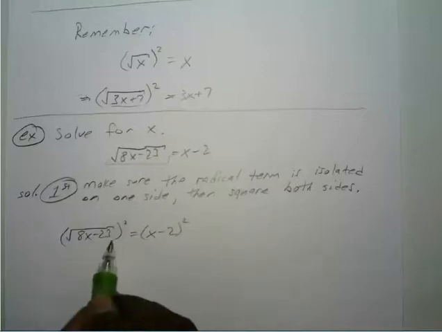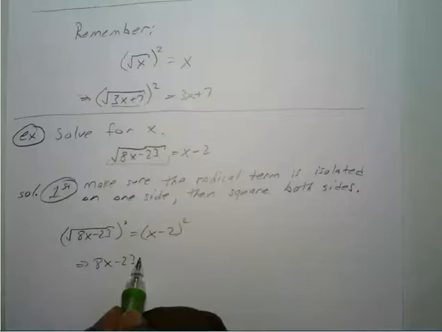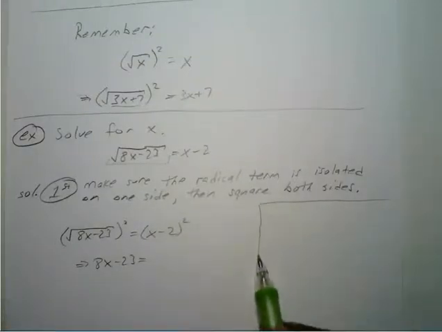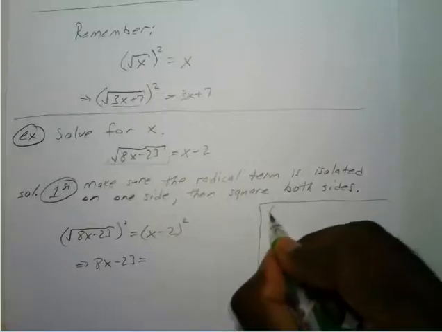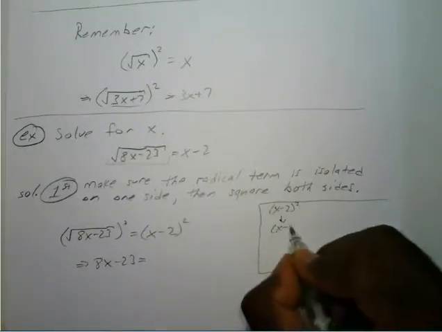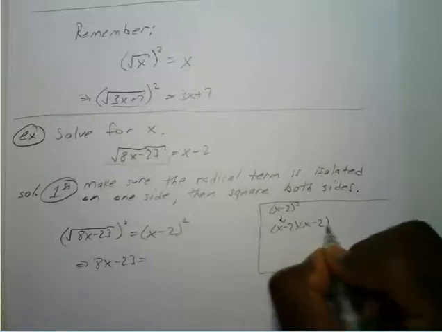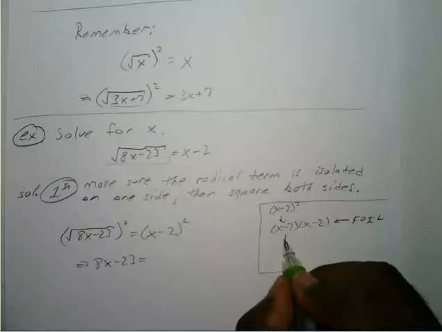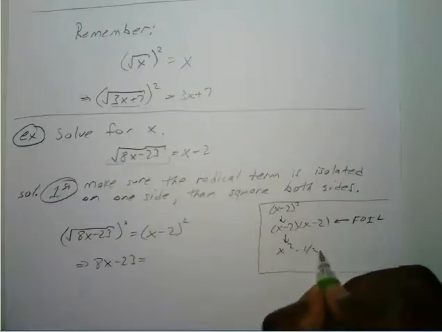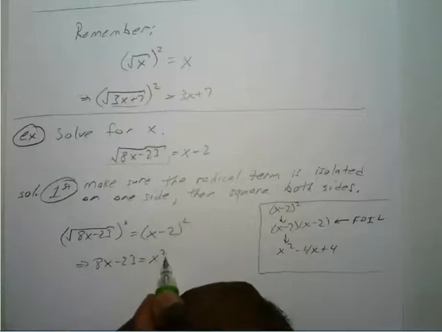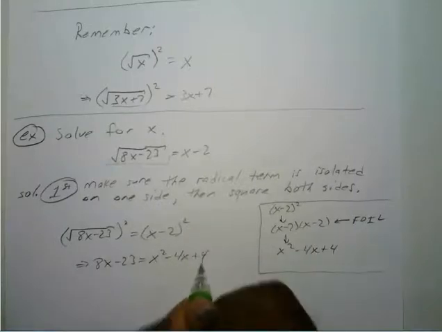So we end up with just the radicand, that is 8x minus 23, and x minus 2 squared. Instead of working that out in the middle of the problem, remember that x minus 2 squared is just x minus 2 times x minus 2. If you use the FOIL method, you end up with x squared minus 4x plus 4.